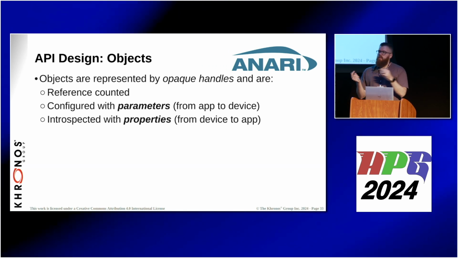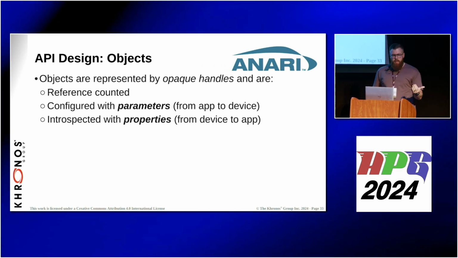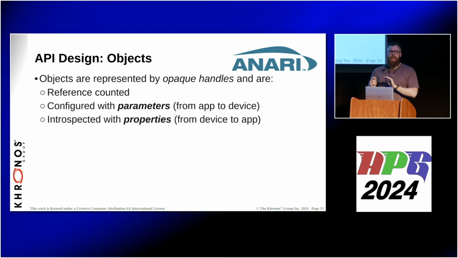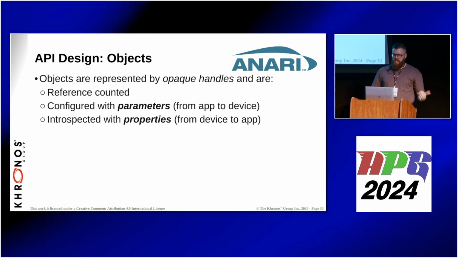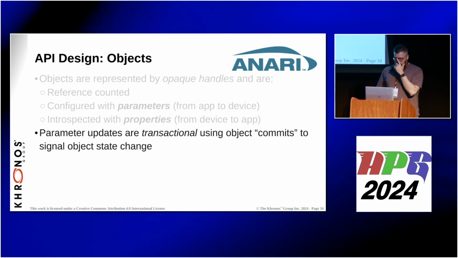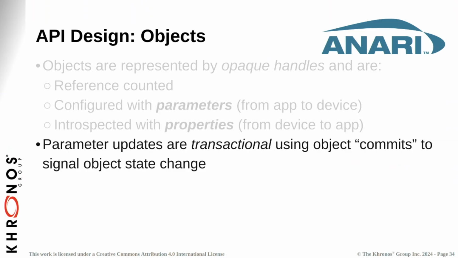And we have 2 flows of information. Parameters are our word or our term for how information flows into an object, and properties is information that can flow out of an object. And the way this works is it's a transactional semantic where you say, I'm going to set parameters and then commit those parameters on the object, such as in the next frame, those values that are new will take effect.